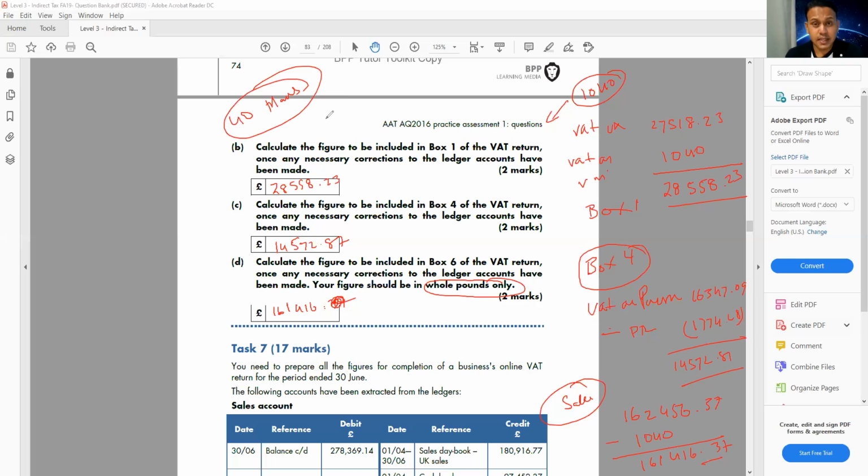You have to know every single thing, like when there's an acquisition from the EU, when you know the VAT number, when you don't know the VAT number, when you can claim the bad debt relief, how you claim it. So you add it with input VAT. All of these things you have to know. So in the books, you have some practice questions. You need to practice all these questions. So make sure you don't lose any marks from the VAT return question.